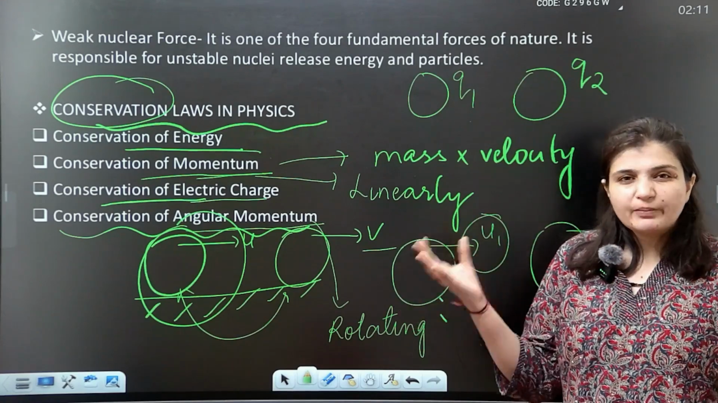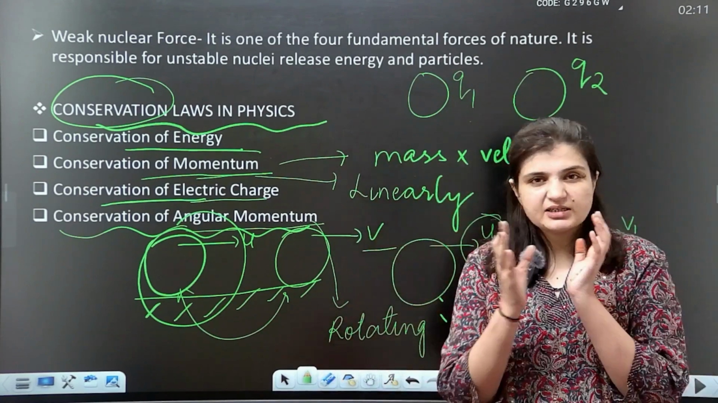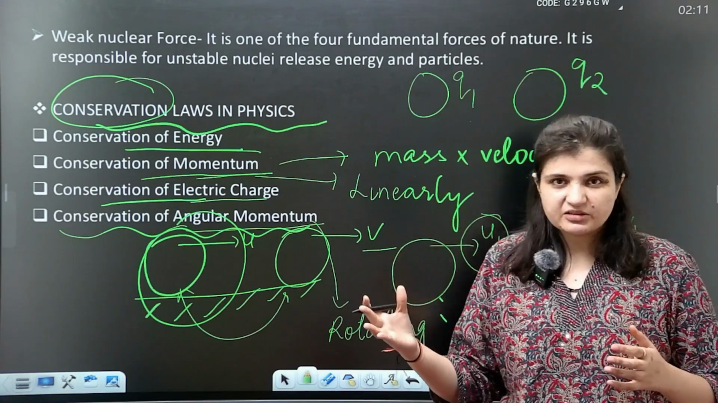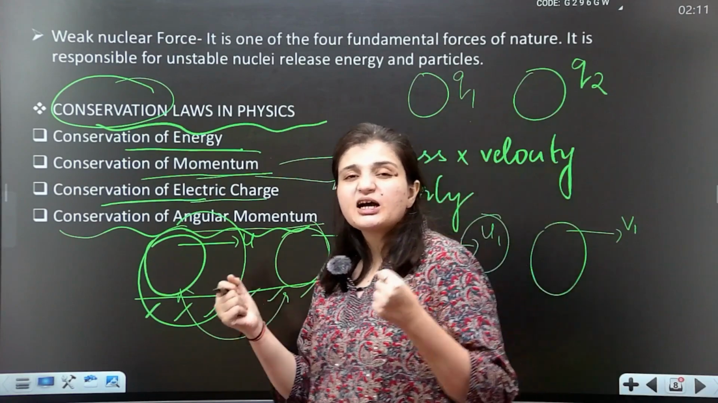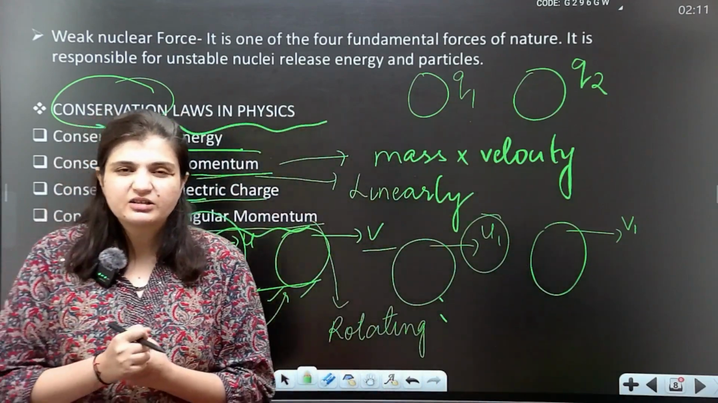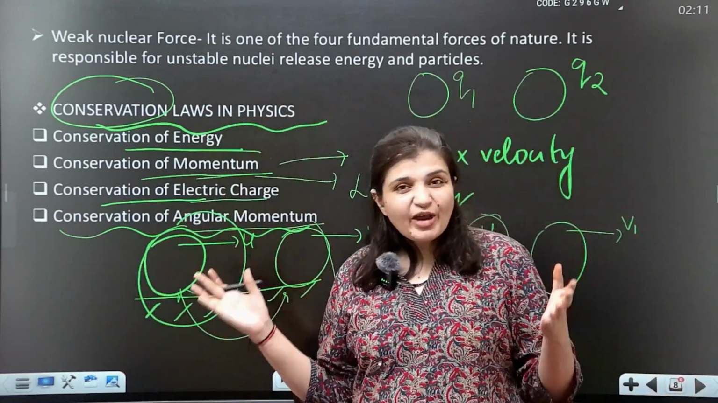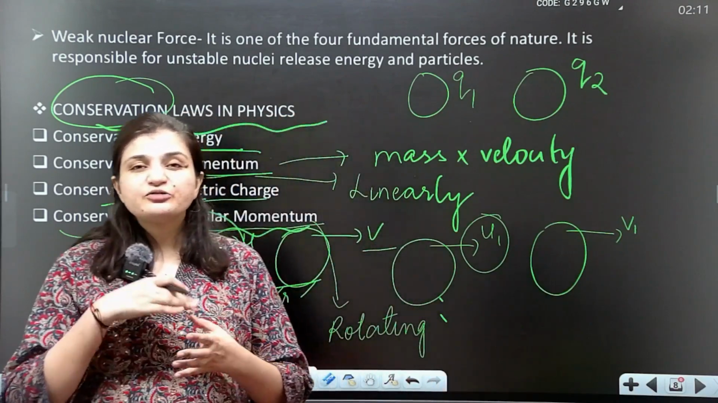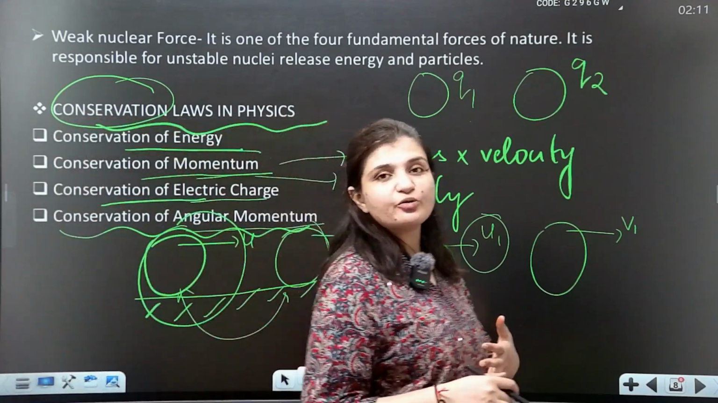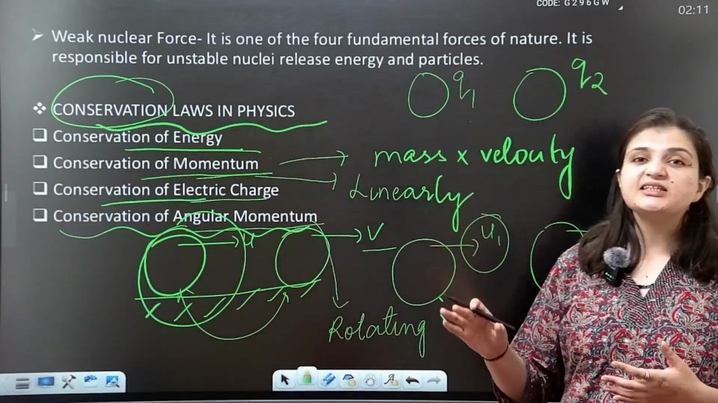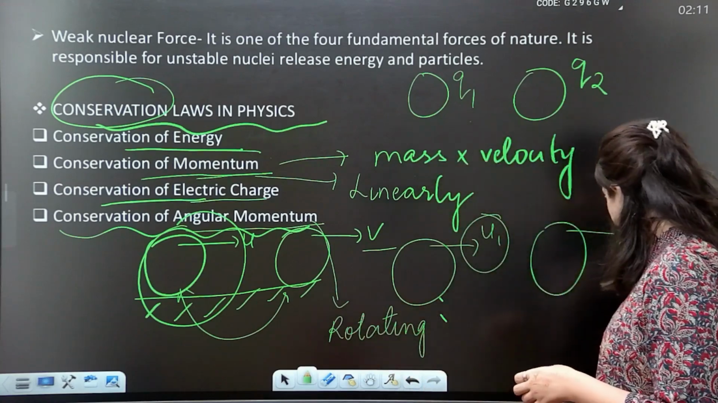Energy conservation, and momentum conservation: when no external force acts on an object, its momentum, the measure of its motion, remains constant. Electric charge: when two objects having some charges collide, the charge remains constant. Then conservation of angular momentum, the measure of the object's motion when it is rotating. So these are some of the conservation laws in physics which we will come across.